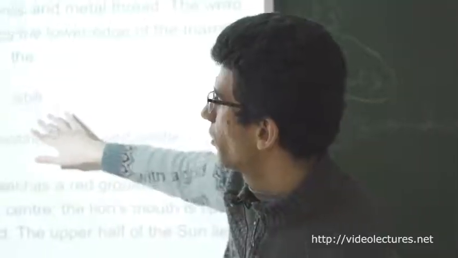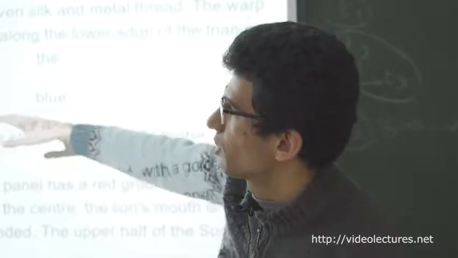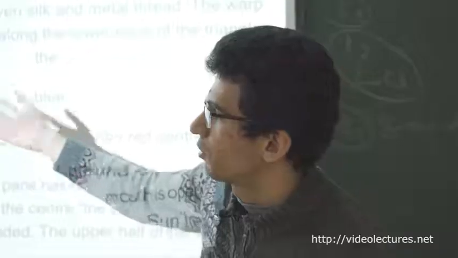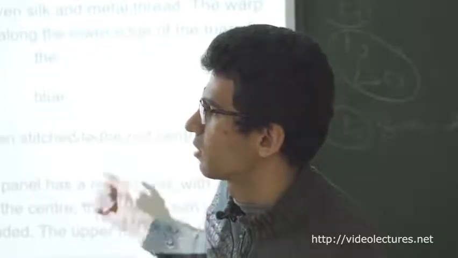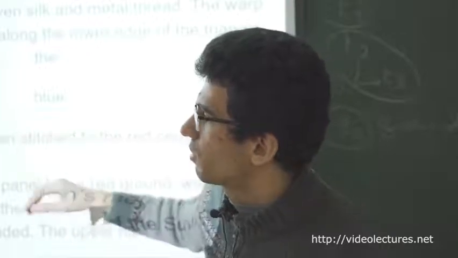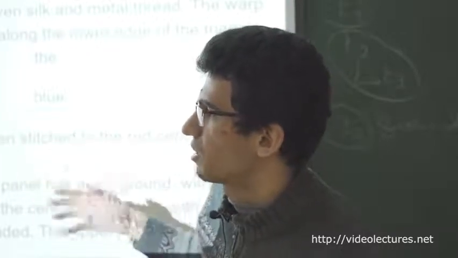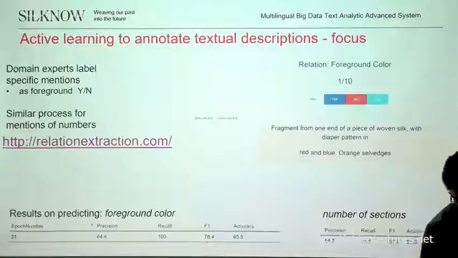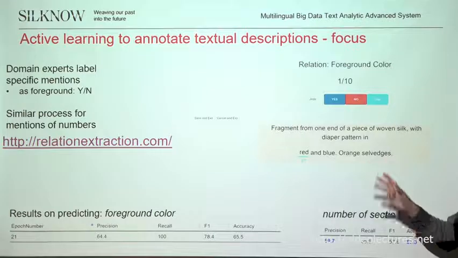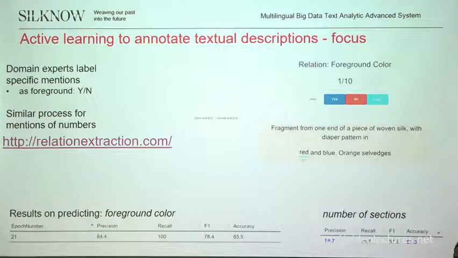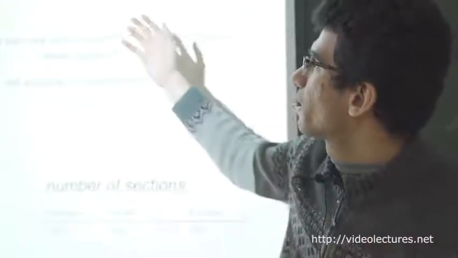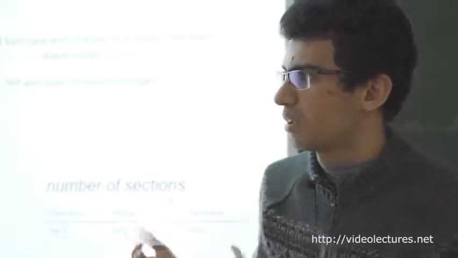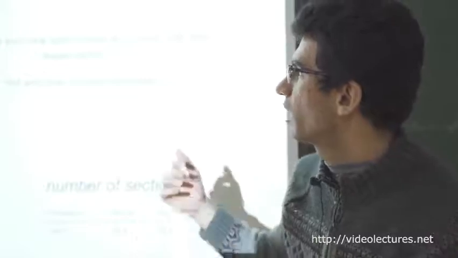we want to know what this color blue means, whether it's, for example, a background color, foreground color, or border color, or some other color, or some irrelevance. This one we use just for reference and understanding the data, so we can progress to the next level. Once we got some statistics, we realized, for example, here that foreground color is the most promising label to have, mainly because we have more data about it.